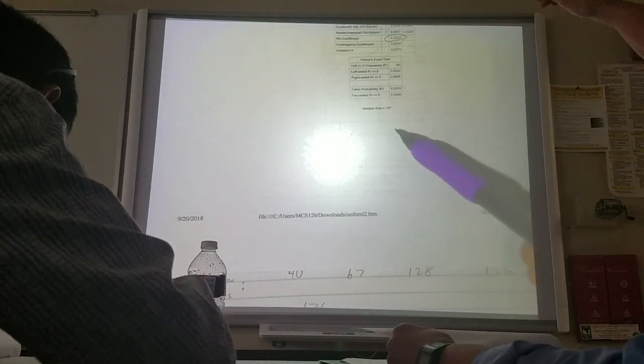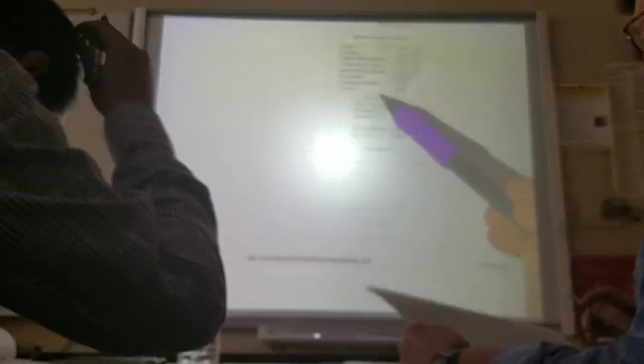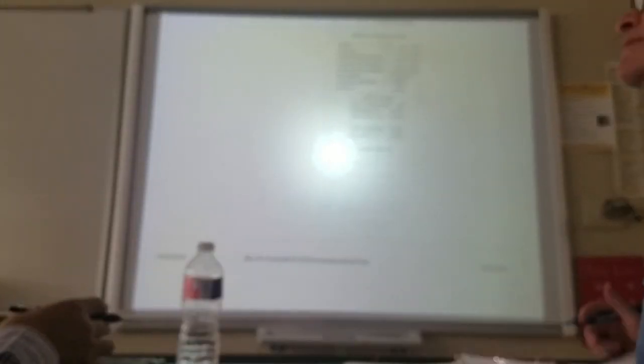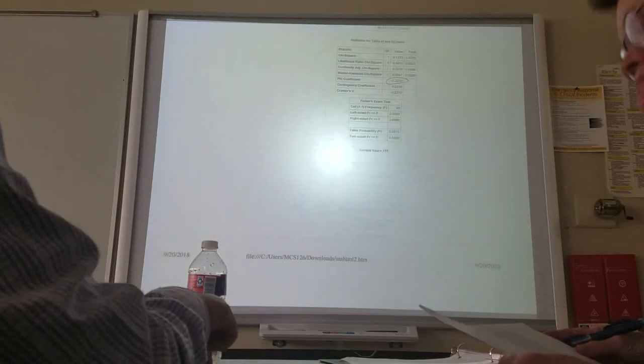It's usually right between the two tables. There'll be a warning sign there. It'll say warning. You see that, then you'll use the Fisher's. Yeah, it's a 50% warning.